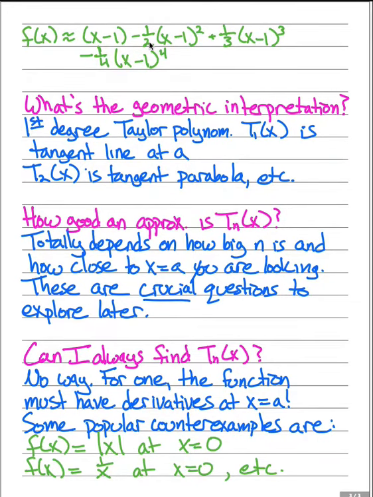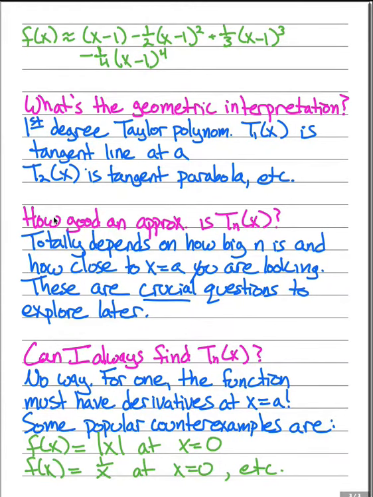We've sort of done a lot of algebra, but it's really good to understand the geometric interpretation. If you just take the first degree Taylor polynomial, which I'll call T1 of x, it's the tangent line to the graph of f of x at the point a. T2 of x will be the tangent parabola at the point a, and so on. And you might do some exercises later on the computer to help you see that.